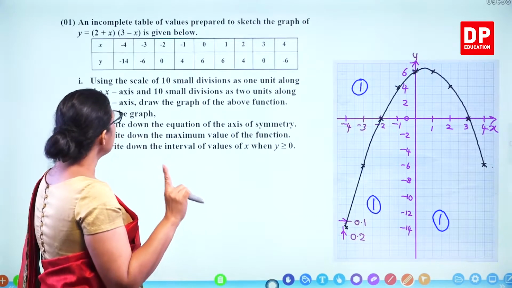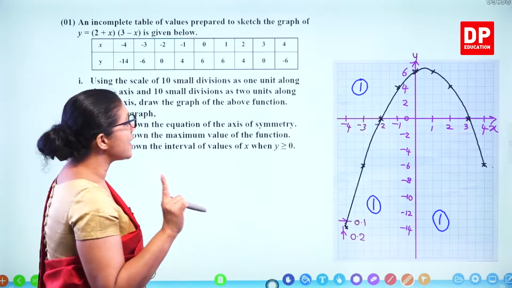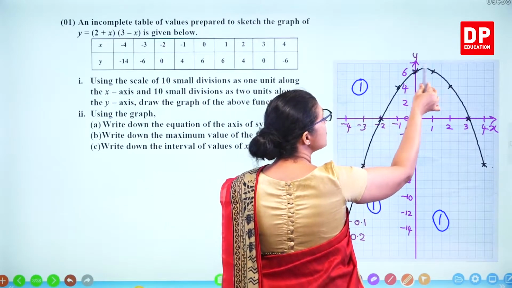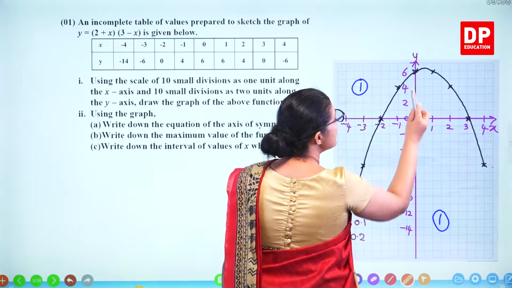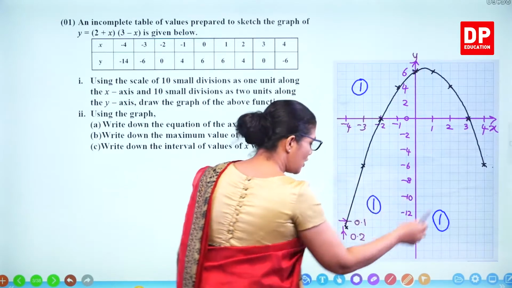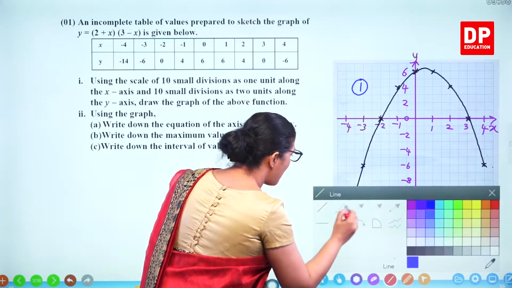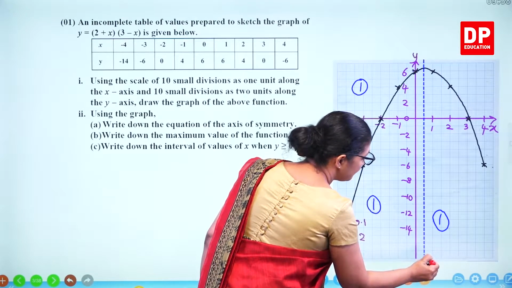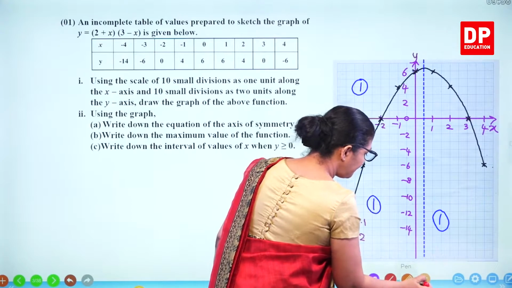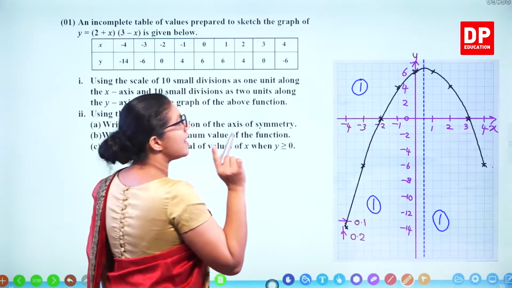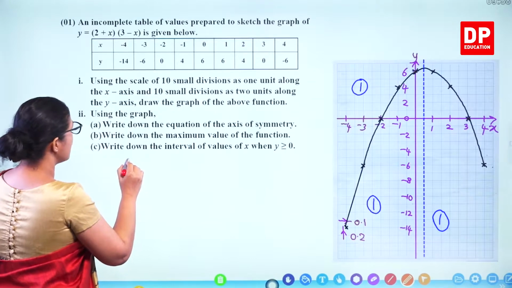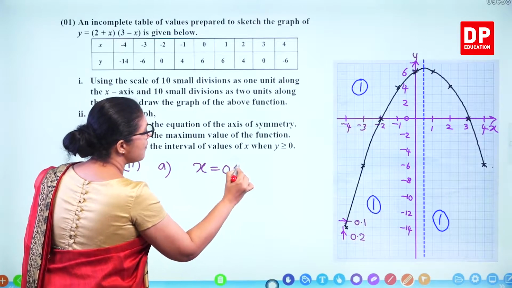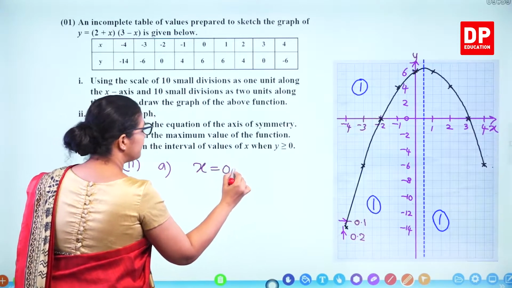Then, using the graph, write down the equation of the axis of symmetry. Now, you need to remember, the axis of symmetry is in between 0 and 1. So what's the value? That's 0.5. So this should be the axis of symmetry. That's the middle value. So we can write x equals 0.5 is the axis of symmetry.